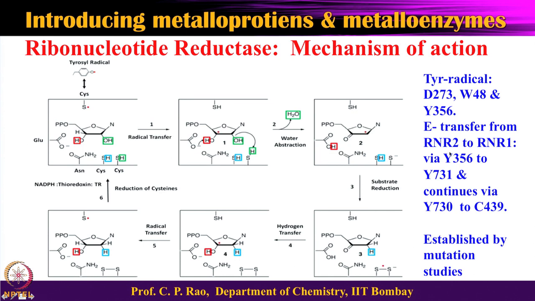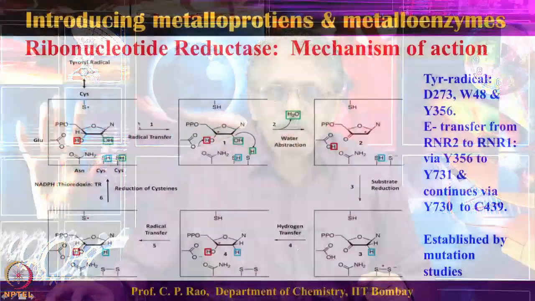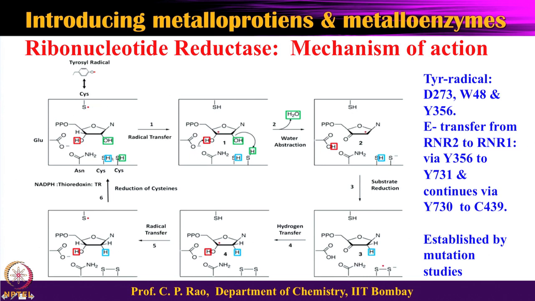So, going from one tyrosine to the other tyrosine and then to the cysteine. So, that is how this whole thing happens. One another aspect I have forgotten to tell you is that RNR1 also has a compartment for binding of the substrate. So, what are the substrates here? The substrates here are the ribonucleotides. The product is deoxyribonucleotide.